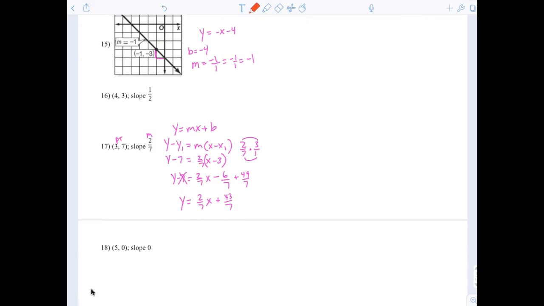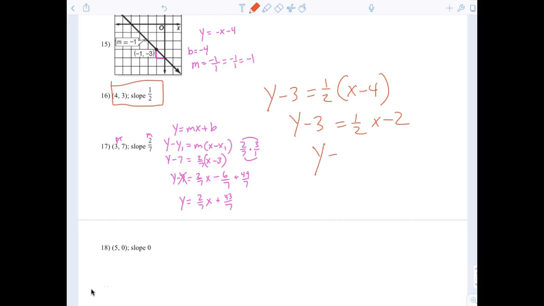All right, so here we go. Let's look at 16. Now we have a problem with 16 because they give us a point and a slope. So we should put it in what first? Point slope first. So it would be y minus 3 equals 1/2 times x minus 4. Now you've got to convert it over to slope-intercept, which means I'm going to distribute the 1/2. Y minus 3 equals 1/2 x minus 2. Solving for y, I need to add 3. So y equals 1/2 x plus 1.